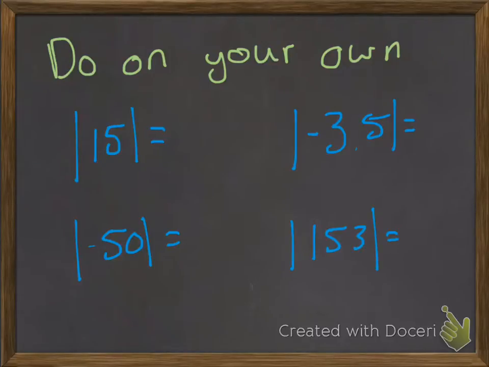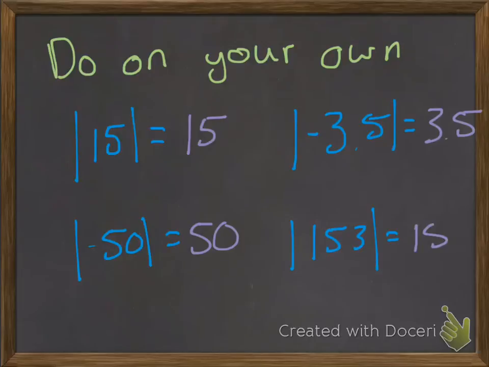Alright, welcome back, and let's look at the answers. Positive 15. Absolute value of a negative 50 is going to be a positive 50. The absolute value of a negative 3.5 is going to be a positive 3.5, and the absolute value of 153 is 153. If you have any questions, please go back and watch the video.